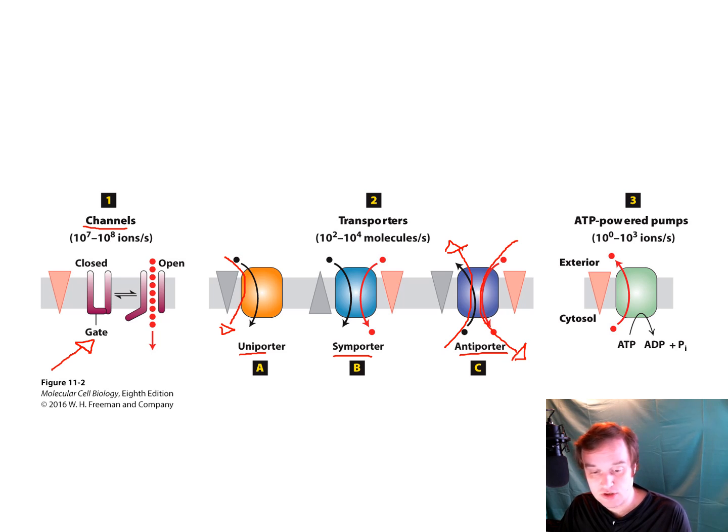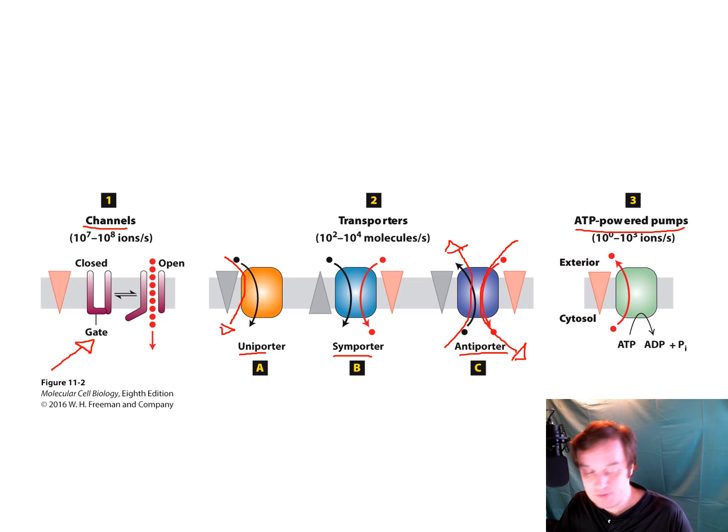And so those are like sodium-potassium pumps and things like that. If you have to have a low concentration on one side and a high concentration on the other side of two different ions, then this pump is something that is used for that. And then we have ATP-powered pumps last.